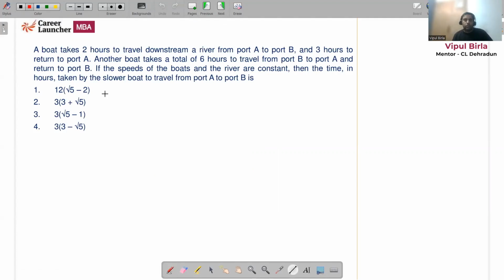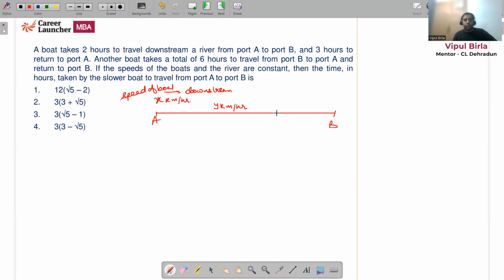Okay. That means, let's say, this is A, this is B, downstream. Let's say speed of the stream is y kilometer per hour. In the first case, speed of the boat in still water is x kilometer per hour. So downstream net speed will be x plus y, while upstream it will be x minus y.